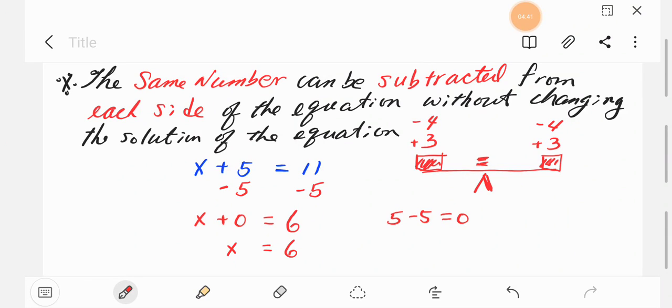So this is how we find the solution of an equation. When a variable is added or subtracted like this, x plus 5, we add the opposite of this number, plus 5 or minus 5. So in this case, minus 5. Okay, let's try different examples.